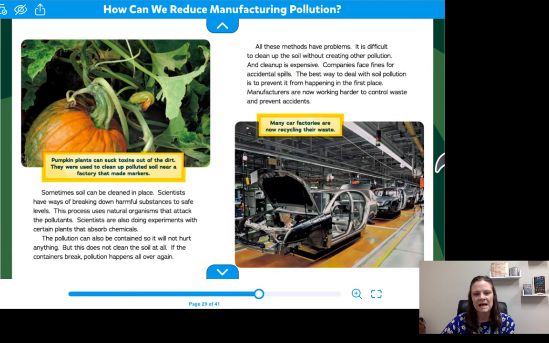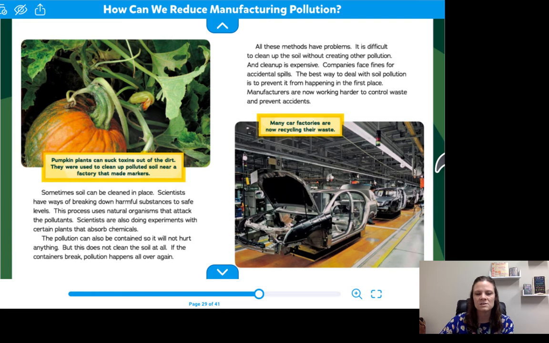Pumpkin plants can suck toxins out of the dirt. They were used to clean up polluted soil near a factory that made markers. Sometimes soil can be cleaned in place. Scientists have ways of breaking down harmful substances to safe levels. This process uses natural organisms that attack the pollutants. Scientists are also doing experiments with certain plants that absorb chemicals.